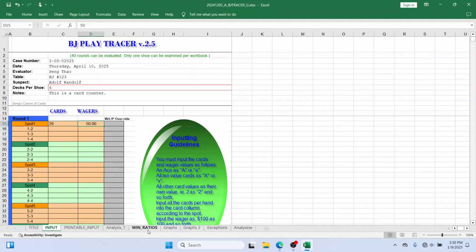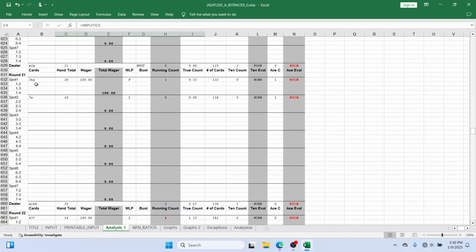Go back to my analyses here. They wager $100. This is their hand total. They have a 20 and 18 versus the dealer's 20 down here. This is a push. This is a loss. Running count is 1, then running count back to 0. True counts. Number of cards played.